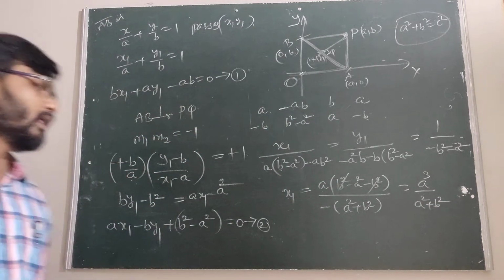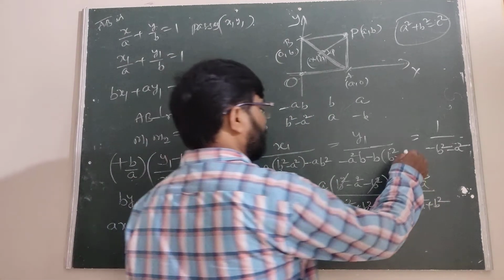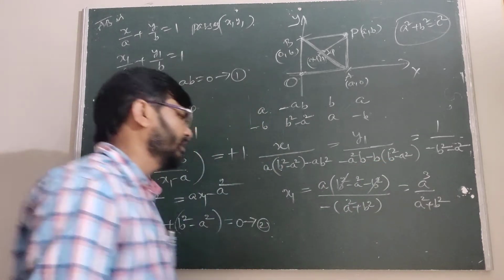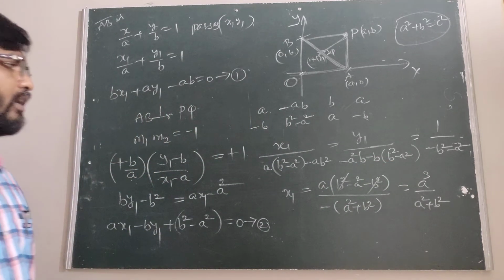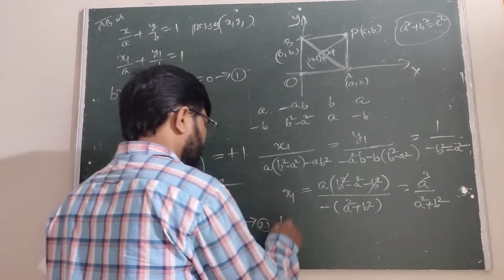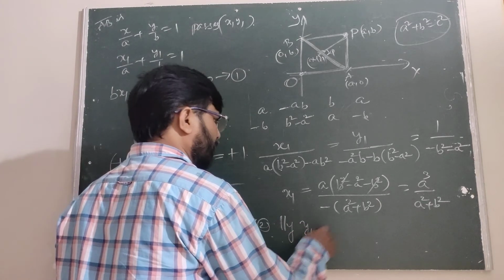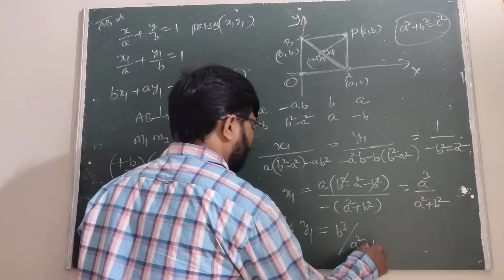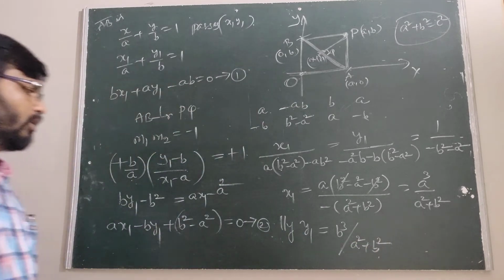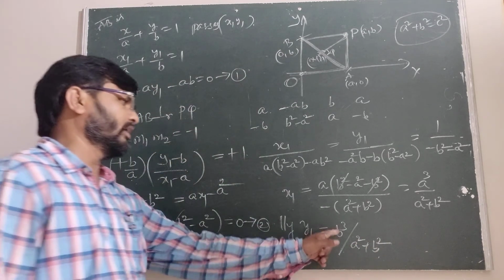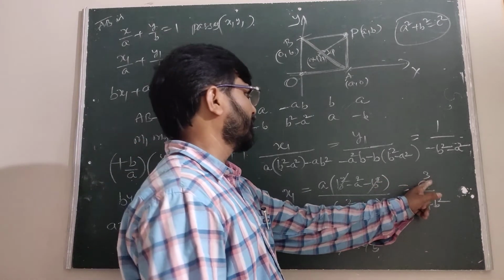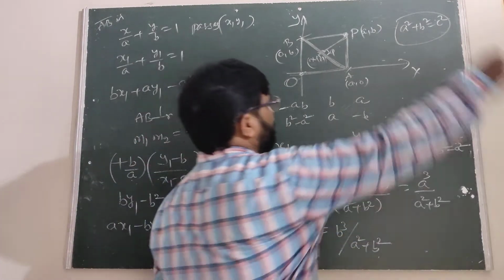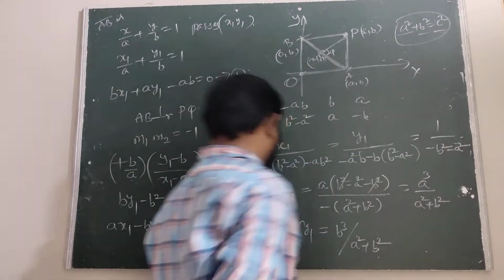Now similarly we have to take here the common term b. Undoubtedly the term a square cancels. Similarly, we got y1 equals b cube by a square plus b square. Now here there is b cube, here there is a cube. Therefore, the sum a square plus b square is c square.